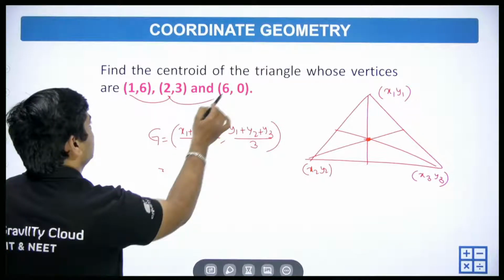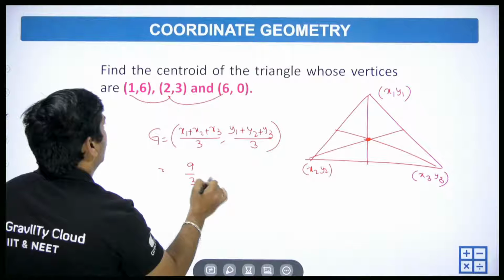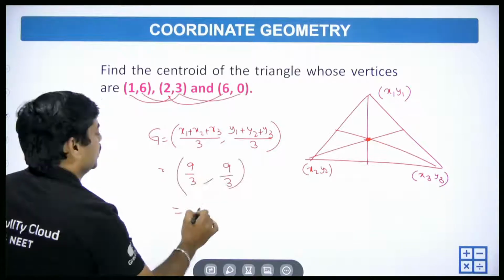6 plus 3 is 9, 9 by 3; 6 plus 3, 9, 9 plus 0, 9 is again 9 by 3. So 9 by 3 is 3 and 9 by 3 is again 3. So (3, 3) is the centroid of the triangle, which we have discussed in the last class as well.